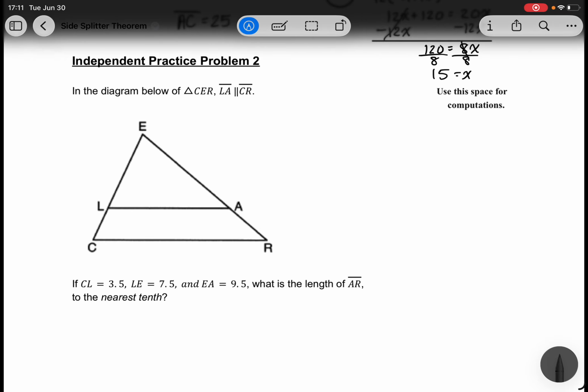Moving on to the next one. So take a moment to pause the video. Give yourself a moment to solve this. When you're done, you can unpause and check and see if your work matches with my own.